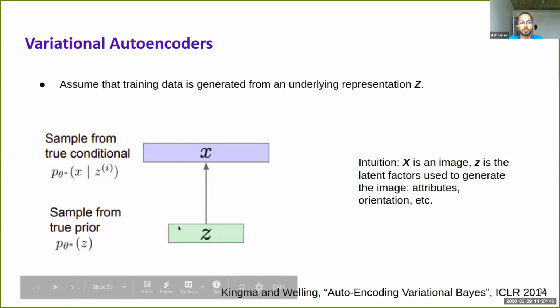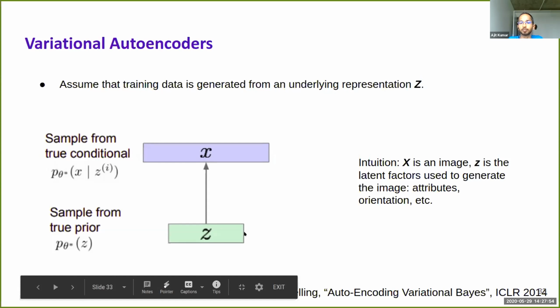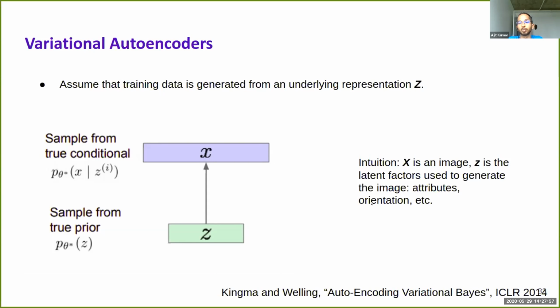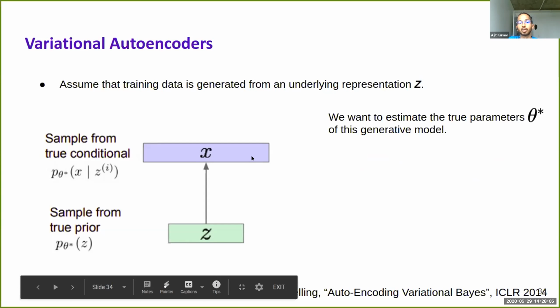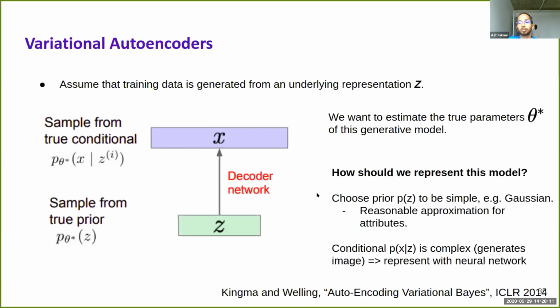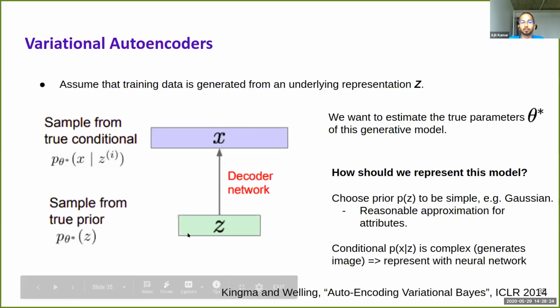So let's say that this was our latent representation and we're trying to learn or generate new images from it. I told you the intuition that we have some latent factors and we're trying to generate the new images. So we want to estimate the parameters of this decoder network, which would allow us to generate new images. And how should we train this model? We can make some approximations as to how we want to sample from this Z distribution. So let's say that we're trying to generate new face images.